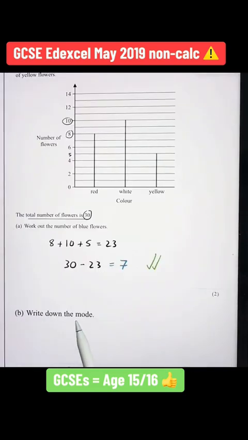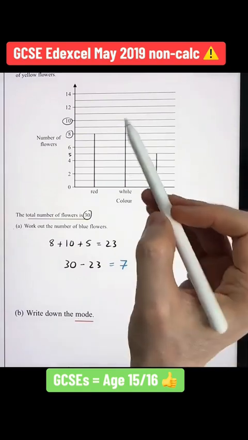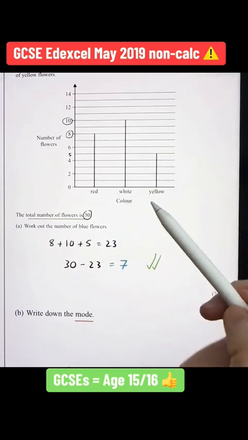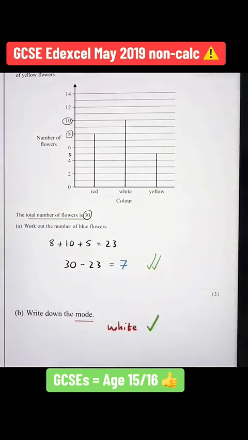Part B, write down the mode. Well, mode represents most. A way of remembering is mode and most both start with the letters MO. In this case, our most occurring flower is white, as white occurred 10 times, red only occurred 8, yellow occurred 5, and blue only occurred 7.